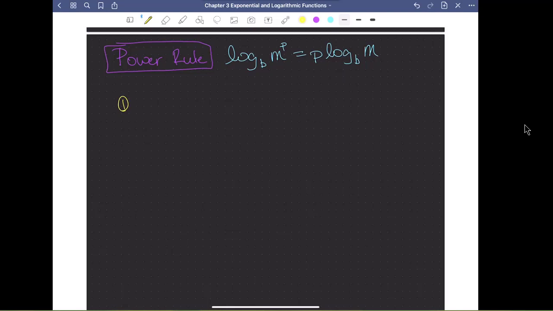So let's say we had log base 5 of 7 raised to the 4th power. So to make this a little bit more user-friendly for us, we can use that power rule, and we can take our 4 and we can pull the 4 out to the front. So this would be 4 times log base 5 of 7.